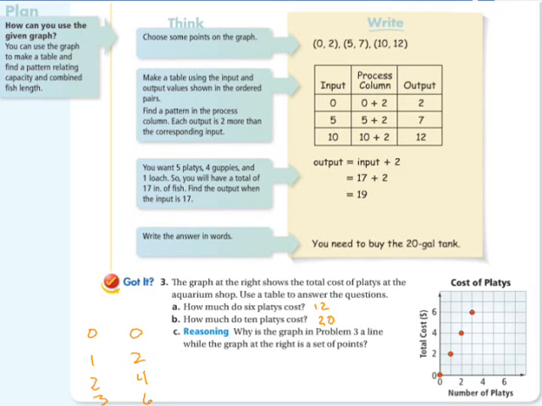So, what did you put? Why is the graph in problem 3 a line while the graph at the right is a set of points? Well, you have to understand that the number of platies, the number of fish, has to be a whole number, whereas the length of the fish can be a fraction or a decimal. So we have to take these problems sometimes and apply real-world ideas and constructs to them, okay?